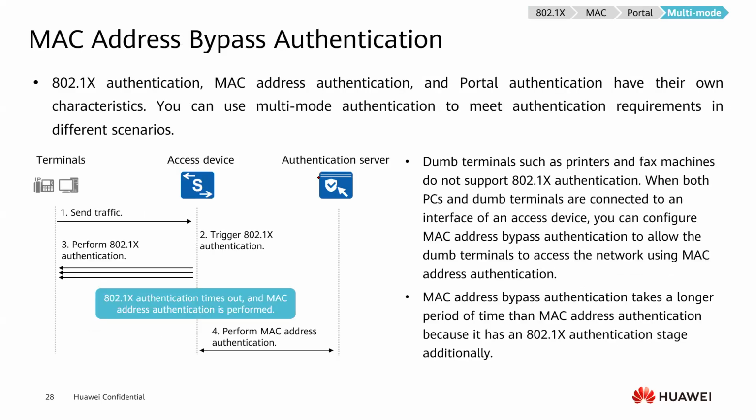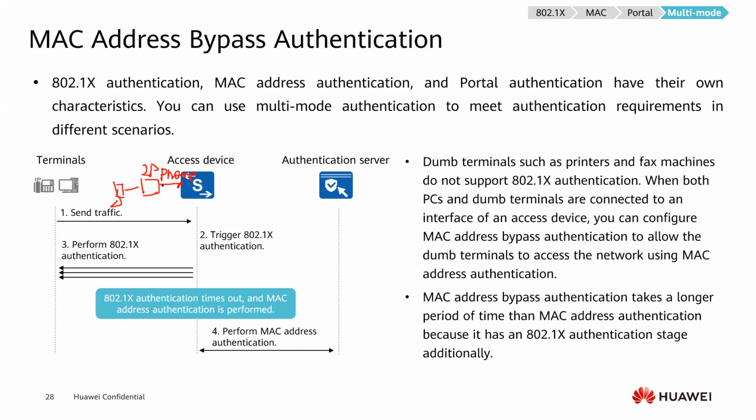And in some scenarios, one authentication technology cannot meet the requirements of the real network, so you can use a mixed authentication method. The first mixed one is MAC address bypass authentication. It's like the scenario where one access device port connects two different terminals. One is an IP phone, and then it connects to a PC.